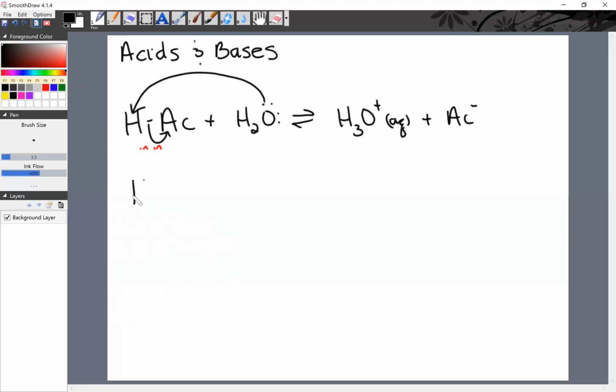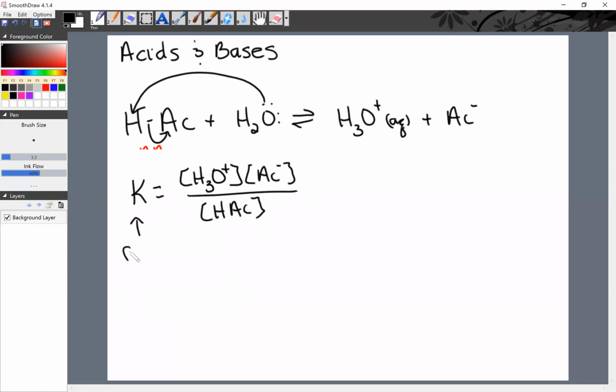So K is equal to the products raised to their coefficients over the reactants. Water does not go in. So there is your equilibrium expression. And then we ask, can I find K? And the answer in this case is yes.